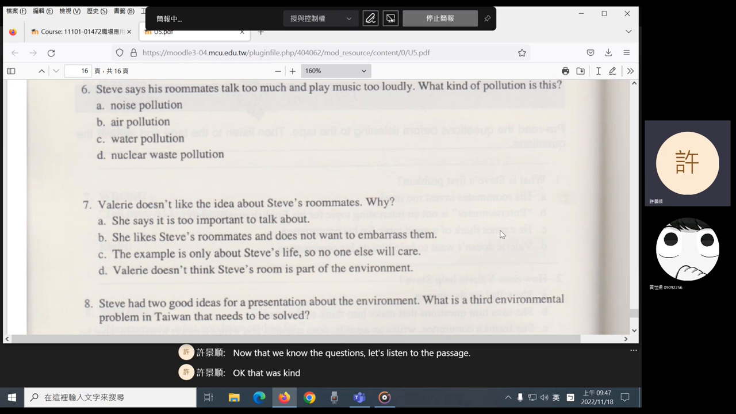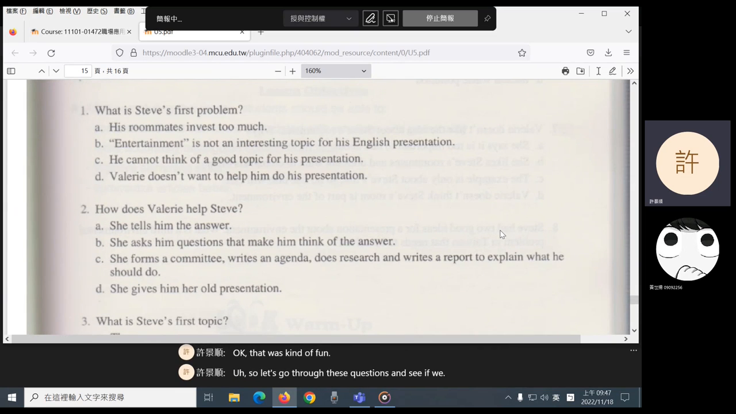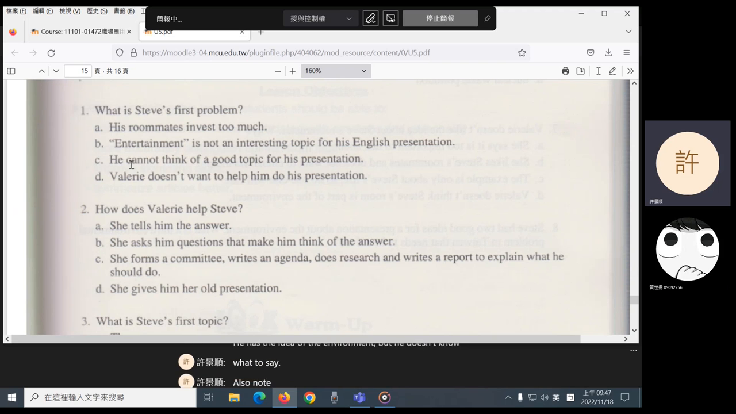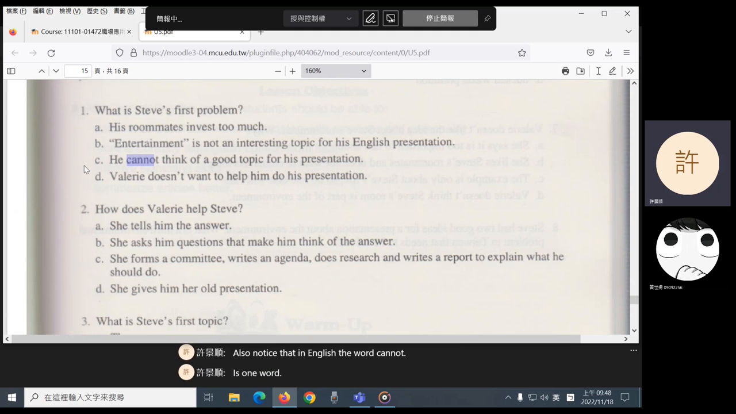Okay, that was kind of fun. So let's go through these questions and see if we heard the answers. Number one, what is Steve's first problem? C, he cannot think of a good topic for his presentation. He has the idea of the environment, but he doesn't know what to say. Also notice that in English, the word cannot is one word for some strange reason. All of the other ones, right, did not, have not, are two words. Only cannot is one word.